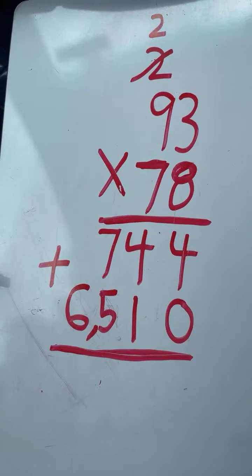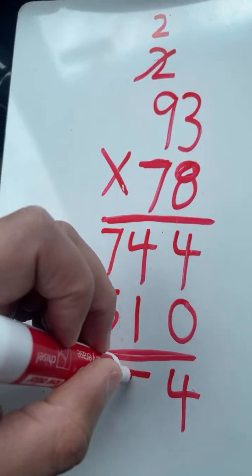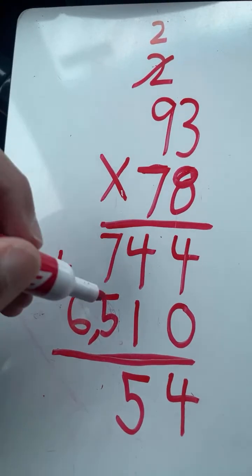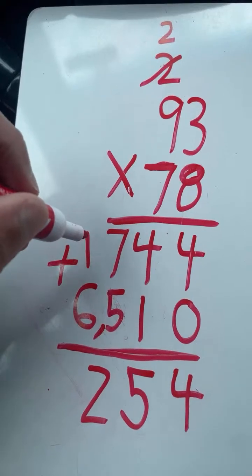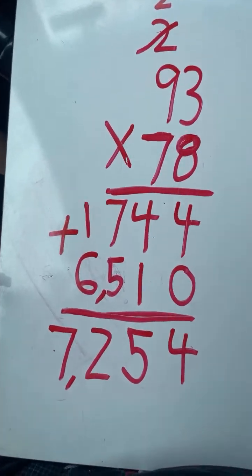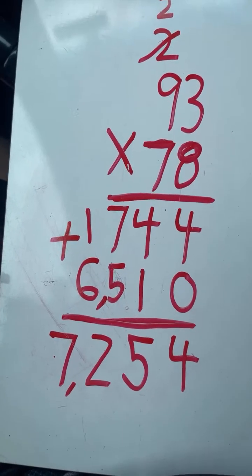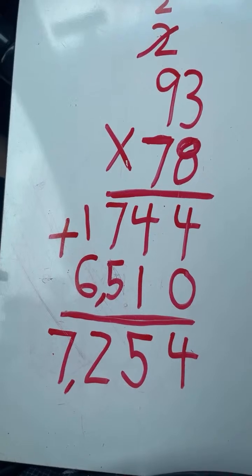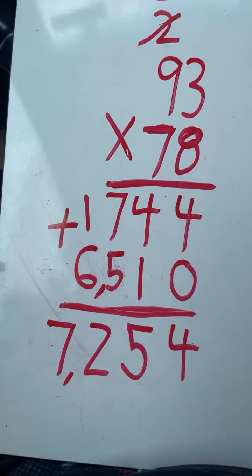Next, we are adding both numbers together. 4 plus 0 equals 4. 4 plus 1 equals 5. 7 plus 5 equals 12. 2, carry the 1. 1 plus 6 equals 7. And we have our final answer. 93 times 78 equals 7,254.